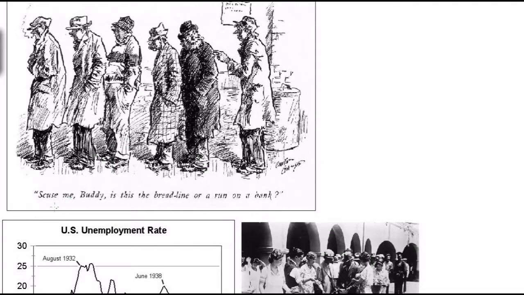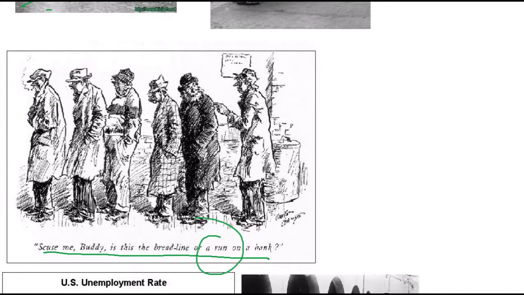And this joke here we have: excuse me, buddy, is this a bread line? In other words, is this a place to get food, or is it a run on the bank? Is it people panicking because they heard a bank's going to go out of business and they're trying to get all their money out before the bank collapses? And this was the sort of grim humor that people could talk about in this time period, because things were so bad that it was hard to tell whether it was indeed a bread line for unemployed people trying to get some food, or it was people trying to get the last few dollars they could out of a bank before that bank collapsed.